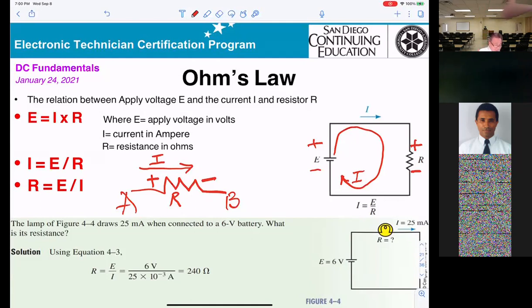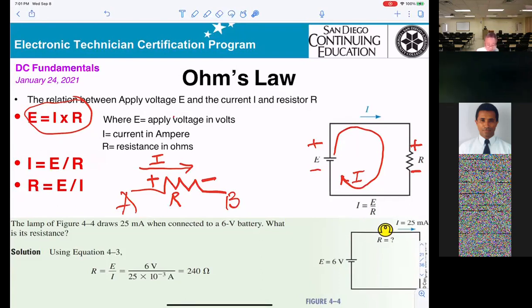Now, the relation between applied voltage E and the current I gives you the first formula: E equals I times R. In this formula, I must be in ampere, that's the unit of current, and R must be in ohm. You understand? For current you can have milliampere, kiloampere, microampere. However, when you apply this formula, I must be in ampere and R must be in ohm. And from this formula, you can get two more formulas. If you want to calculate I, I equals E divided by R. Or if you want to calculate R, R equals E divided by I.